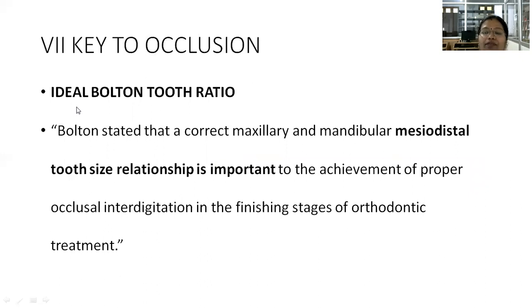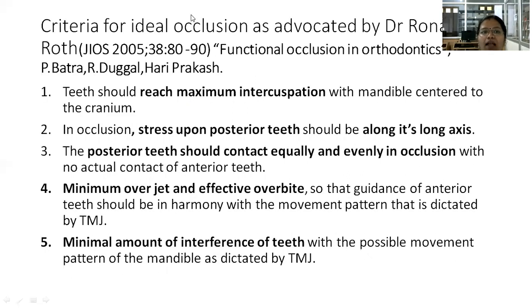And the seventh key added to the anterior six keys to normal occlusion is the Bolton's discrepancy. Just a revision about this, and this is an article giving criteria for an ideal occlusion, like functional occlusion in orthodontics: teeth should reach the maximum intercuspation, and occlusal stress upon the posterior teeth should be along its long axis.